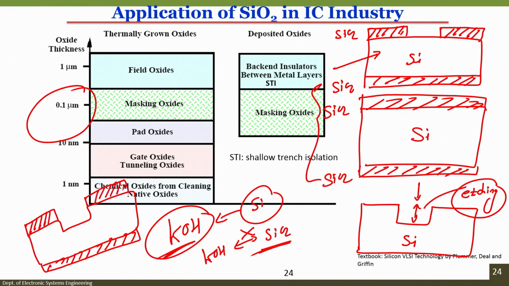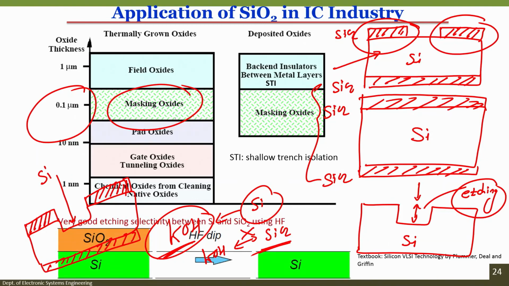This is silicon dioxide, and here you can see that silicon is etched. That means silicon dioxide acts as a mask, which is why it is called masking oxide. Finally, field oxide, just as we have seen in the case of MOSFET, is 1 micron thick silicon dioxide that is used as a field oxide.